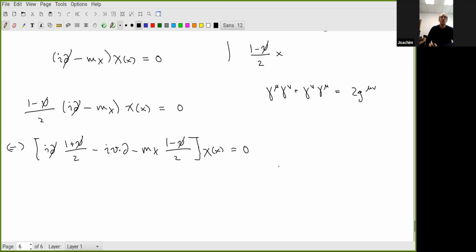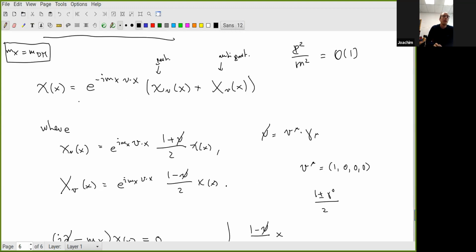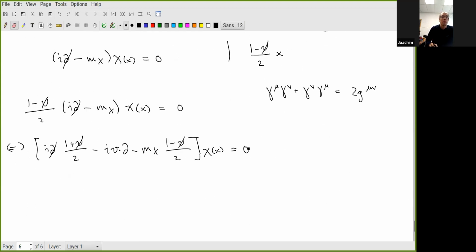And now what I want to do, so this chi, I want to insert our relation here. So we factor out the scale factor and split it into these two components. So I write this as e to the minus i m_chi v dot x times chi_v of x plus capital Chi_v of x, equals 0.